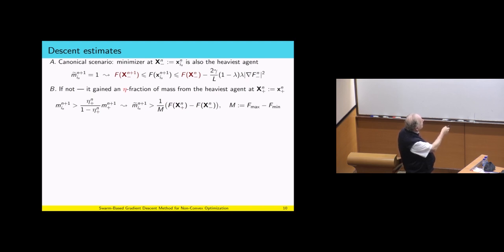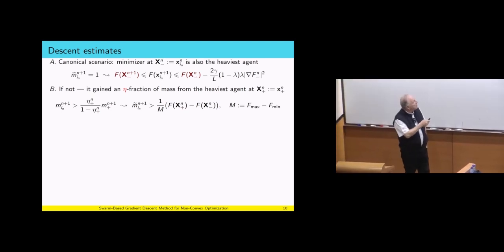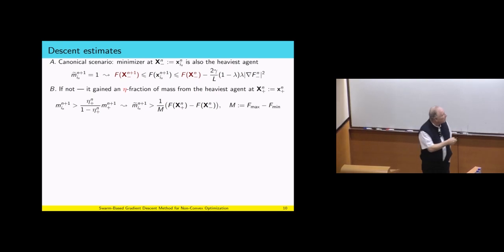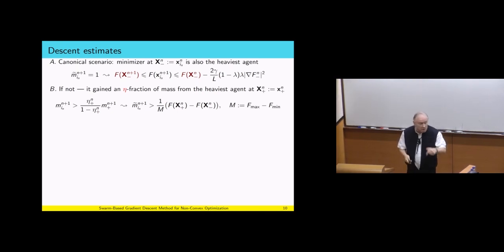M is the total variation, f max minus f min. So this is the minimizer at time n. This is the heaviest. It's a little bit confusing. This is the heaviest at time n, and their difference satisfies a lower bound for the relative mass. I have to know what is the relative mass of my agent downstairs.